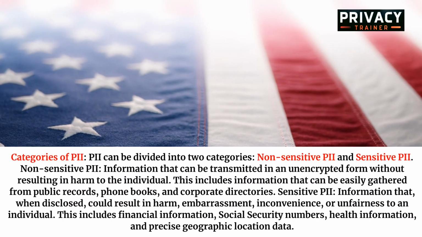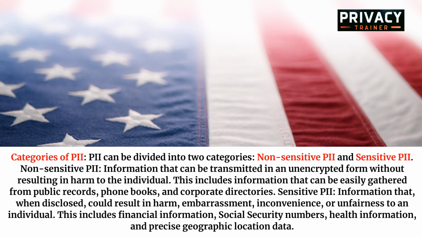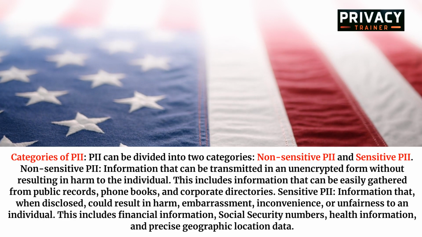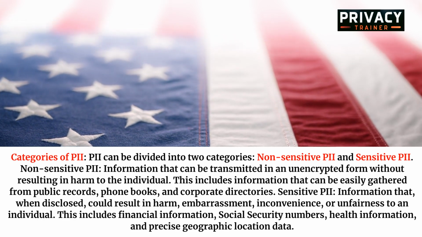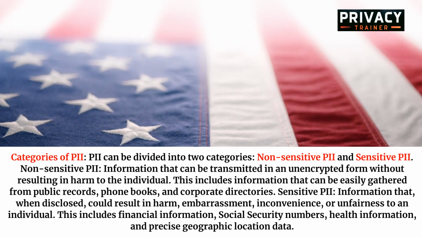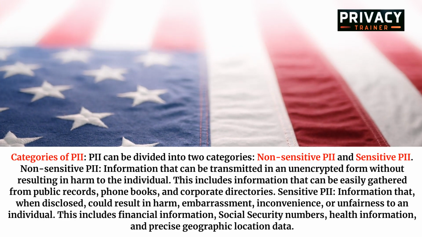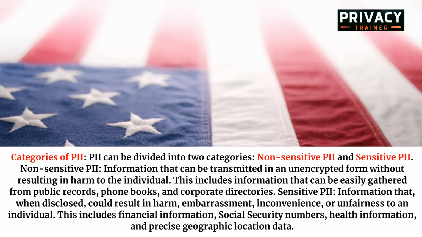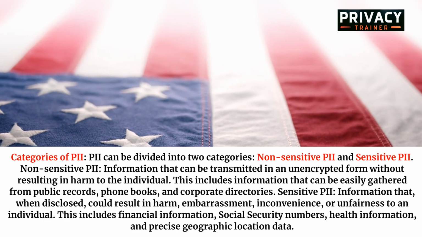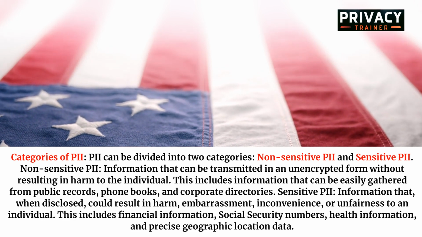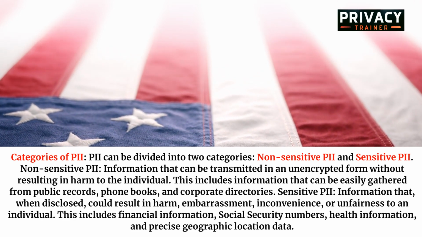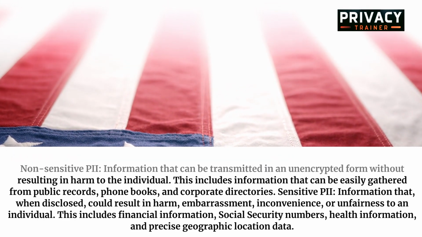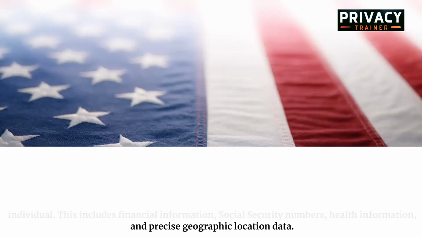Categories of PII. PII can be divided into two categories: non-sensitive PII and sensitive PII. Non-sensitive PII is information that can be transmitted in an unencrypted form without resulting in harm to the individual. This includes information that can be easily gathered from public records, phone books, and corporate directories. Sensitive PII is information that, when disclosed, could result in harm, embarrassment, inconvenience, or unfairness to an individual. This includes financial information, social security numbers, health information, and precise geographic location data.